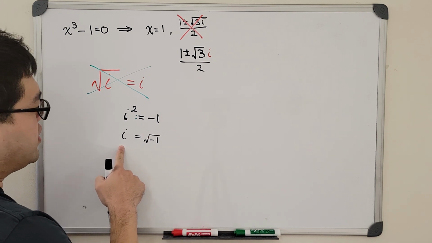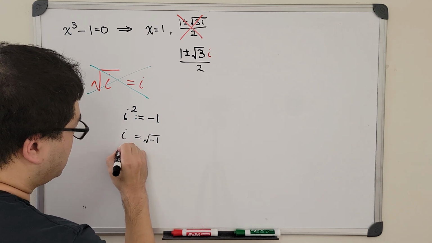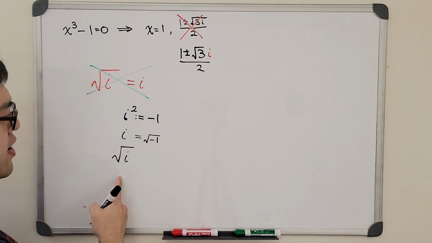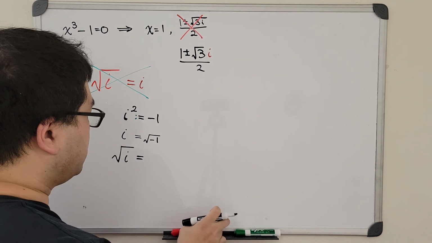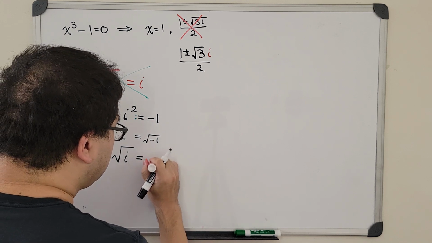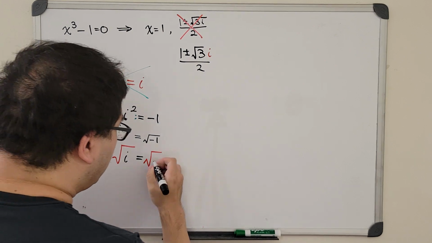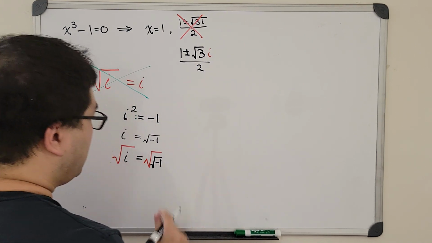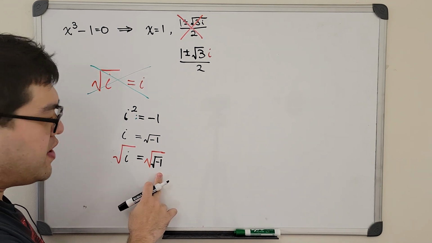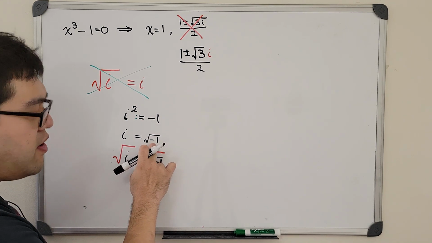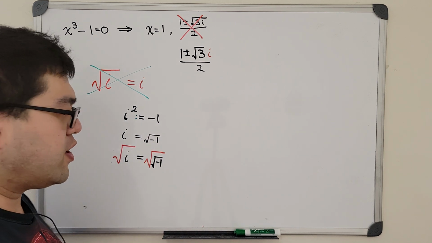So now we know what i is. What is the square root of i? In fact, if we think of it as the square root of i, we now need to take the square root of negative 1. If we try to do that, we actually see that the square root of negative 1 cannot be the same as the square root of negative 1 under another radical. At least these two don't look the same, right?